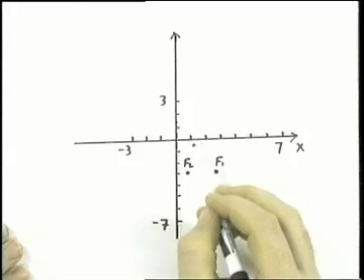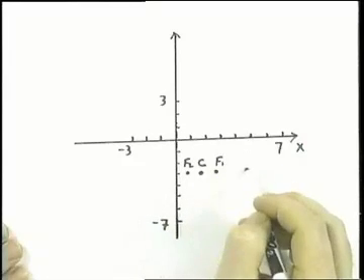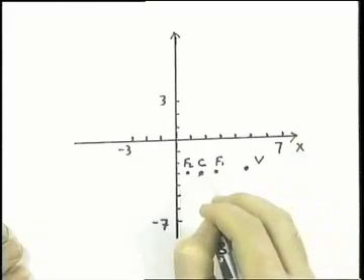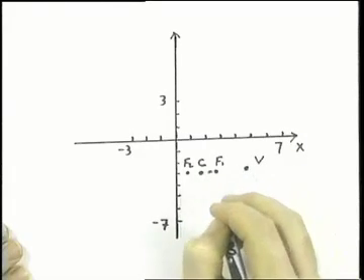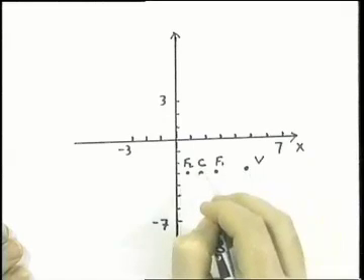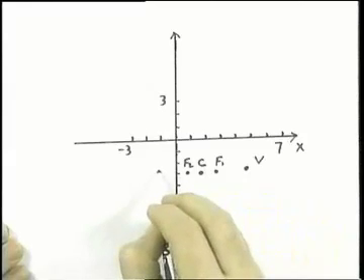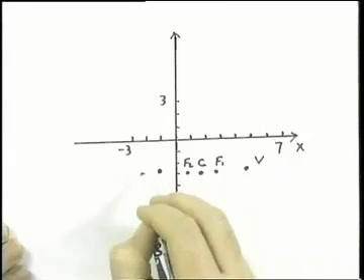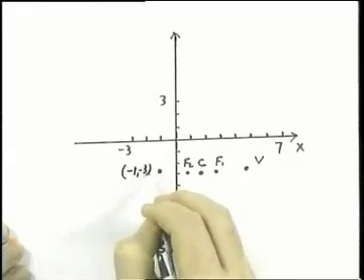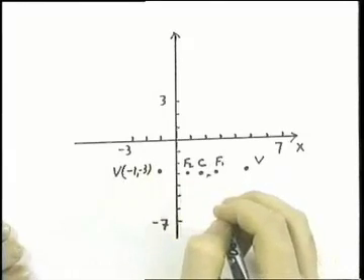Now I'm going to work on the vertices. I have a vertex located at (5, negative 3). Notice the distance from the center to the vertex is 3 units. So I have a vertex 3 units to the right of the center. I'm going to have another vertex 3 units to the left of the center. So I have another vertex located at (negative 1, negative 3). So that's the second vertex.